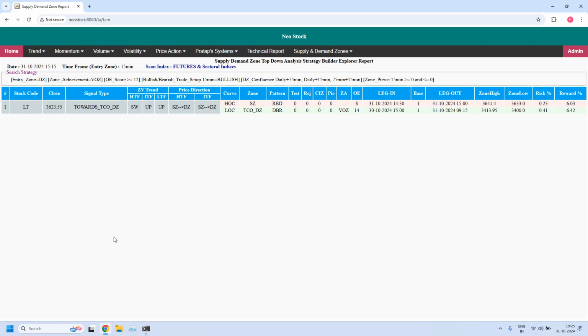This is a high probability setup supported stock. And we need not check EMA because HTF trend is sideways. So it does not give any extra advantage even if it is having EMA confluence.